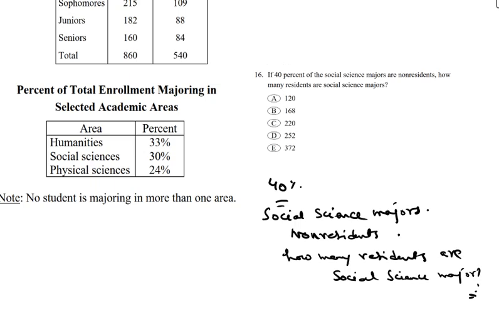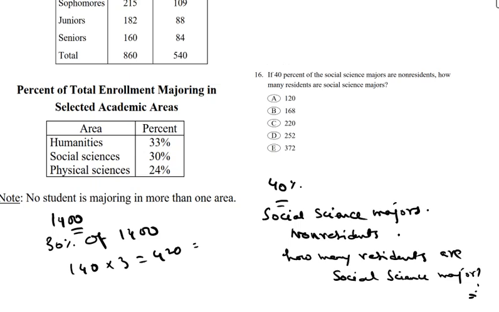First, find the total number of social science majors. We are told 30% of the total enrollment major in social sciences. Total enrollment was what? 1400. So we calculate 30% of 1400. So 10% of 1400 is 140. So 30% is 140 into 3, that is 420. Okay. So total social science majors are 420.